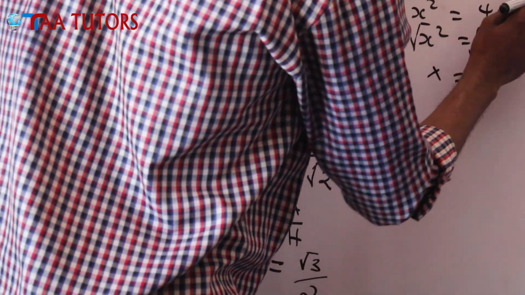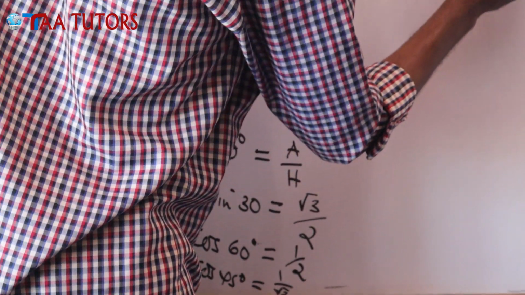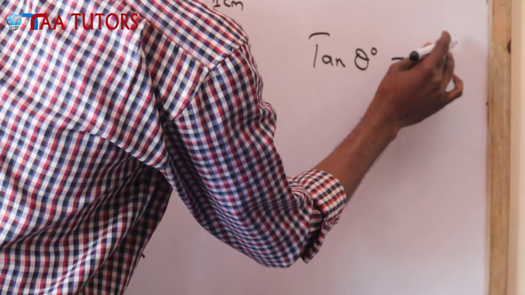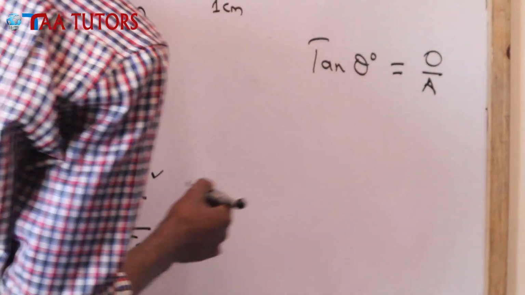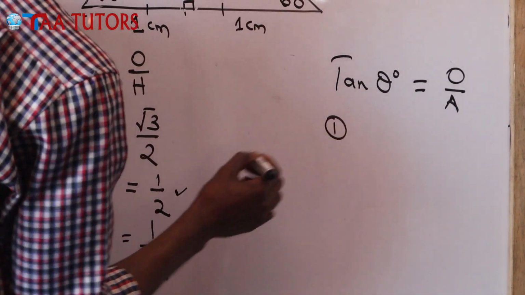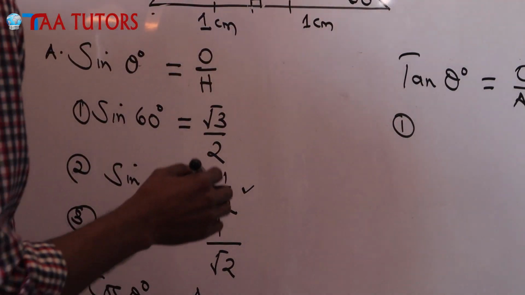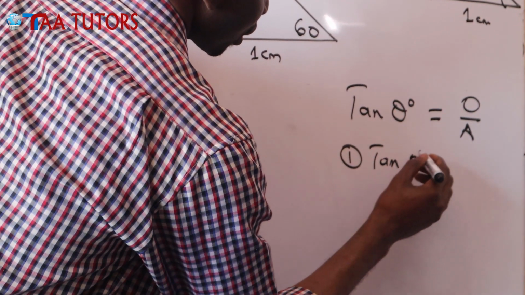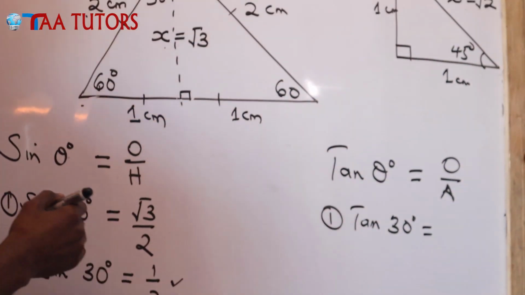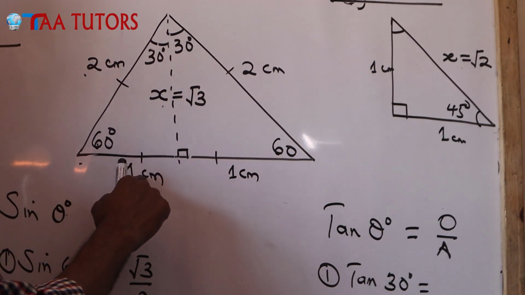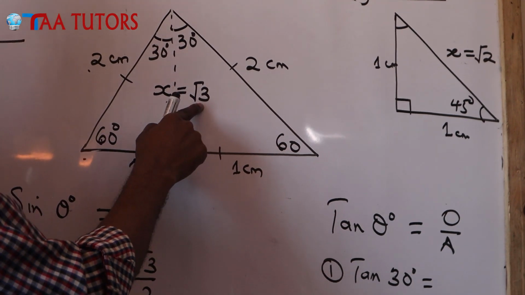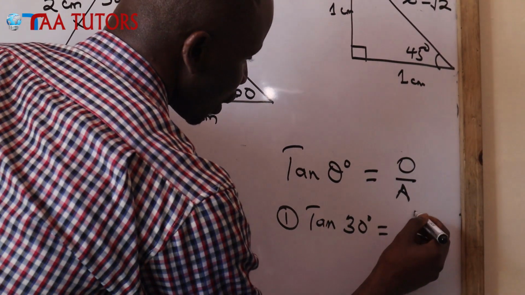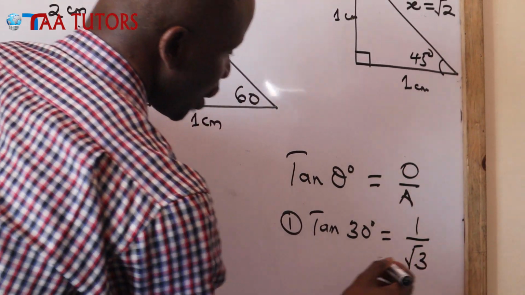Let's go to B, which is the tan. Tan theta equals opposite over adjacent. So, if I say 1, what are we going to get? Tangent of 30 degrees. If I have 30 here, it is opposite over adjacent. So the opposite is 1 over adjacent, which is root 3. So I'll say that is 1 over root 3.